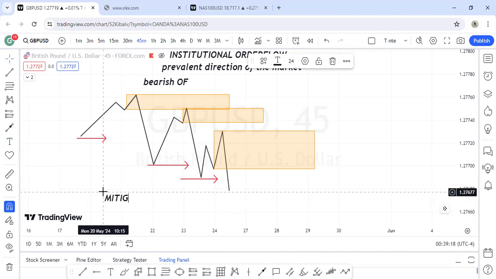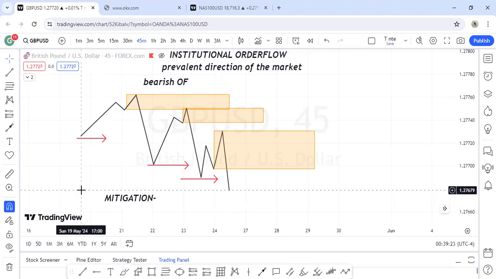Mitigation is the part of price coming back to an area of interest. Mitigation is when price comes back to an area of interest.